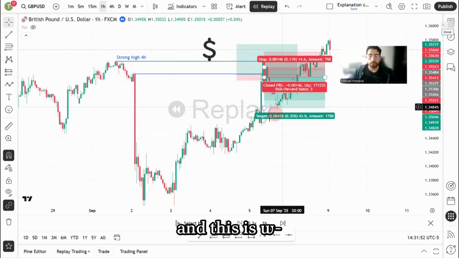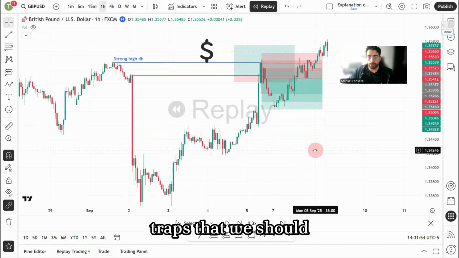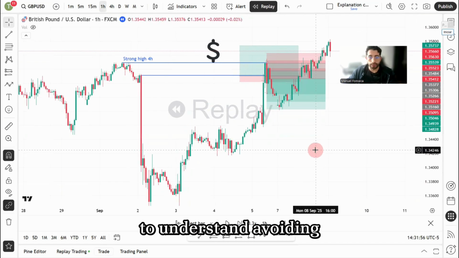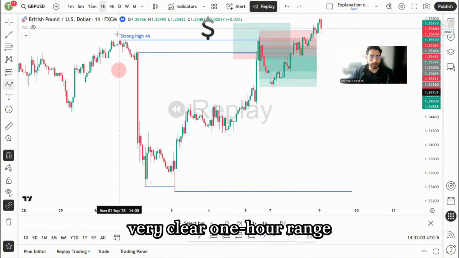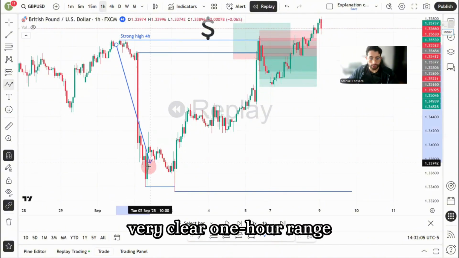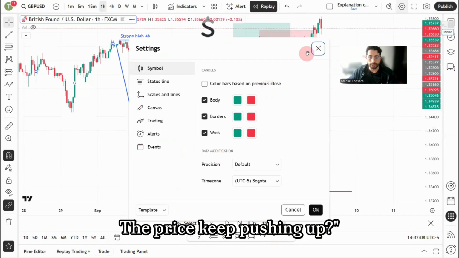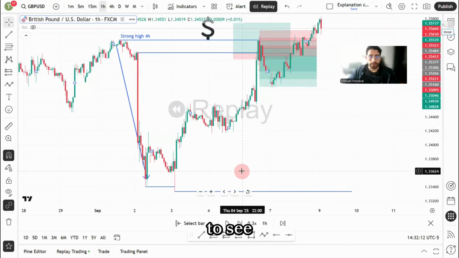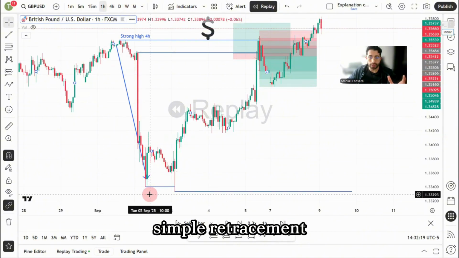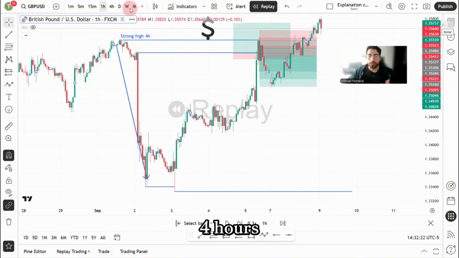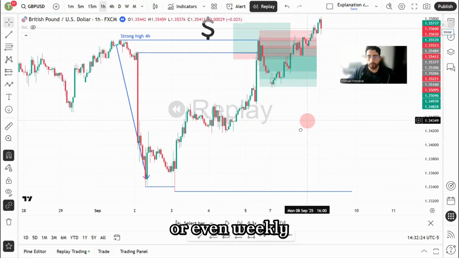And this is one of those liquidity traps that we need to understand and avoid. Now you would say, why, Manuel, after this very clear 1 hour range, does the price keep pushing up? Probably, we just have to see in the 4 hour or daily time frame, this was just a simple retracement, and this is an impulse in the 4 hour, daily, or even weekly.